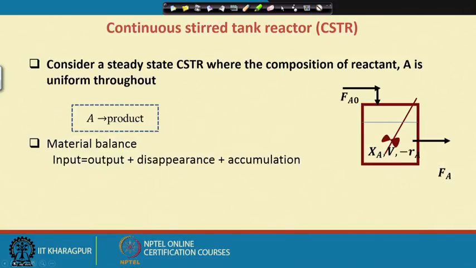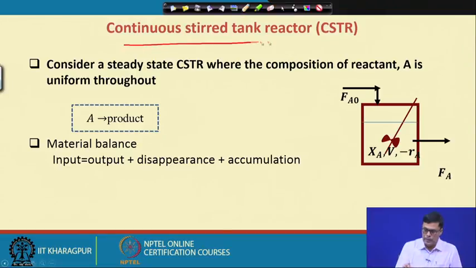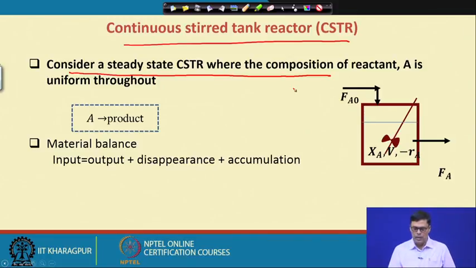Now let me talk about the continuous stirred tank reactor, and I told you the continuous stirred tank reactor is largely used and is easy to operate. And here it is possible to establish steady state conditions. What is the steady state condition? Under steady state condition, the concentration of the different components present in the reaction mixture remains constant. So how is it possible? Let me explain that.